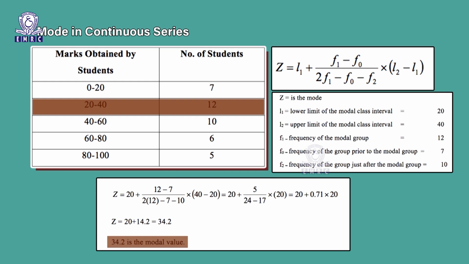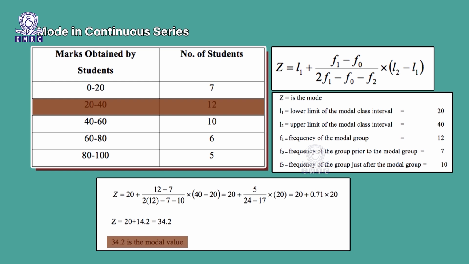The first thing we are supposed to do is see which has the highest frequency, and we are going to select that as the modal group. 20 is going to be the lower limit and the highest number is going to be the upper limit, and the frequency there is going to become F1, and the prior one is going to become F0, and the frequency after the modal group is going to be F2. By simply substituting these values in the formula, we can calculate the modal value or the mode value.